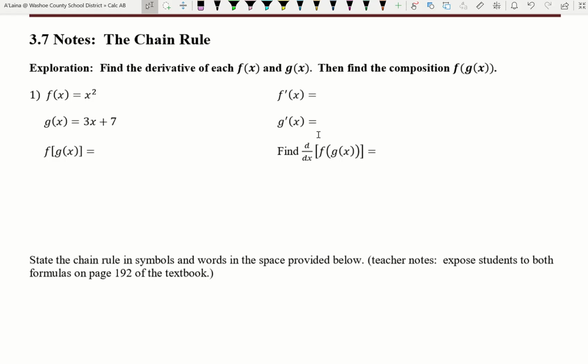So let's say that we are given that f of x is equal to x squared and g of x is equal to 3x. Why don't you pause the video really quickly, find the composition, find the derivative of each expression individually, and then see what you think the derivative of f of g of x would be. And when you're ready, go ahead and restart the video.